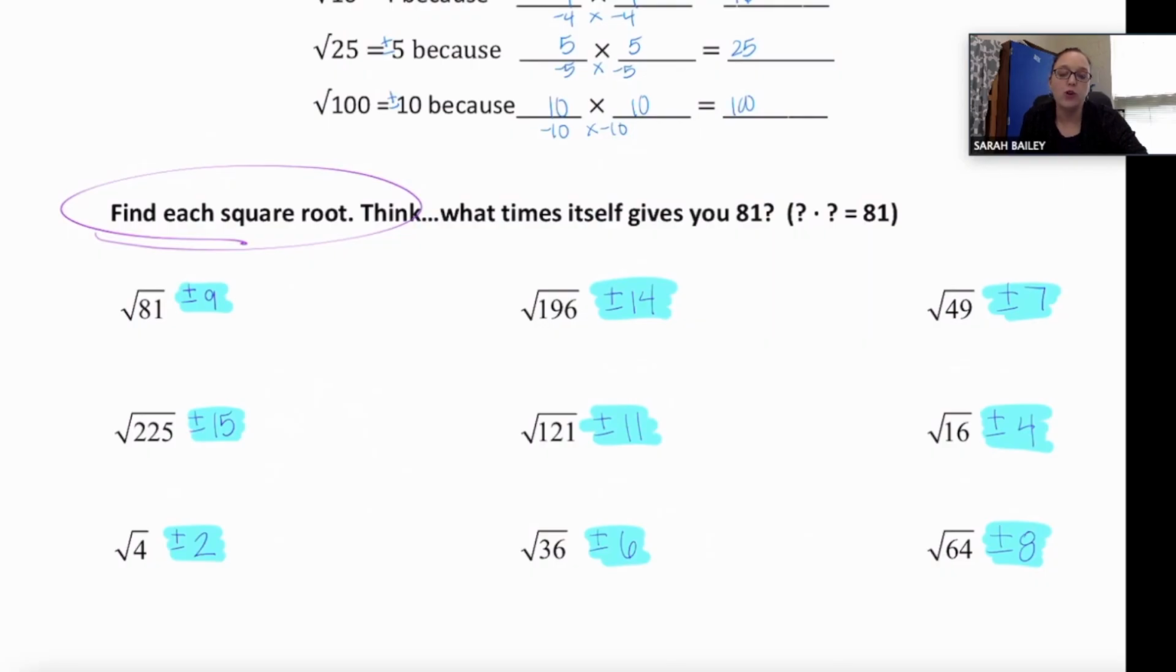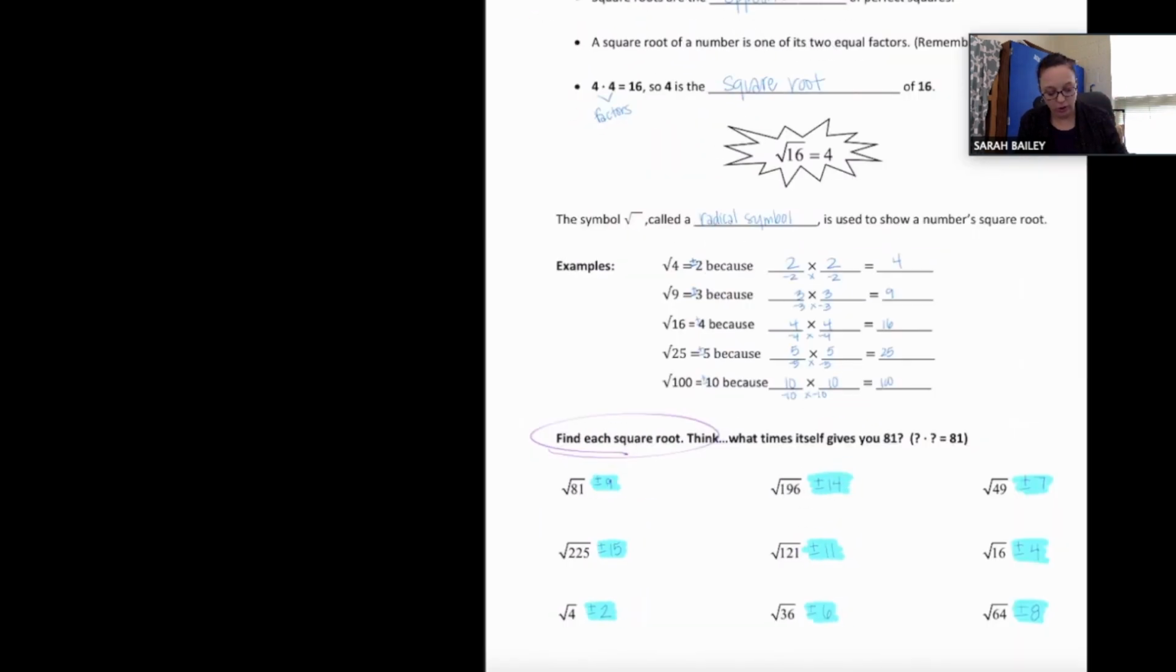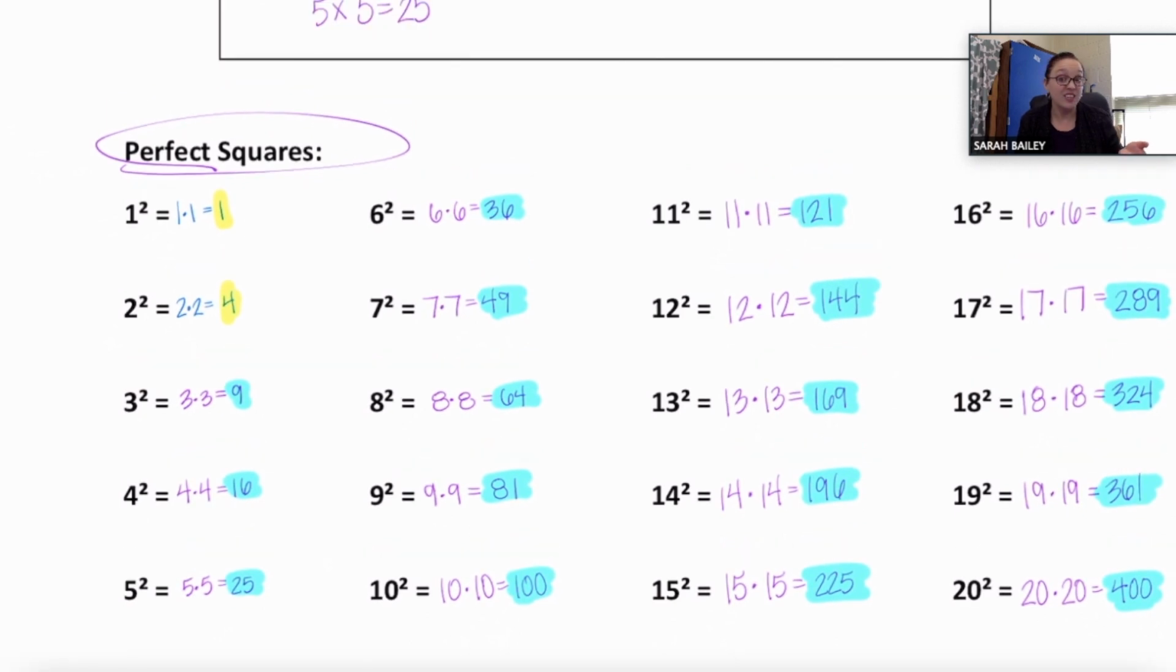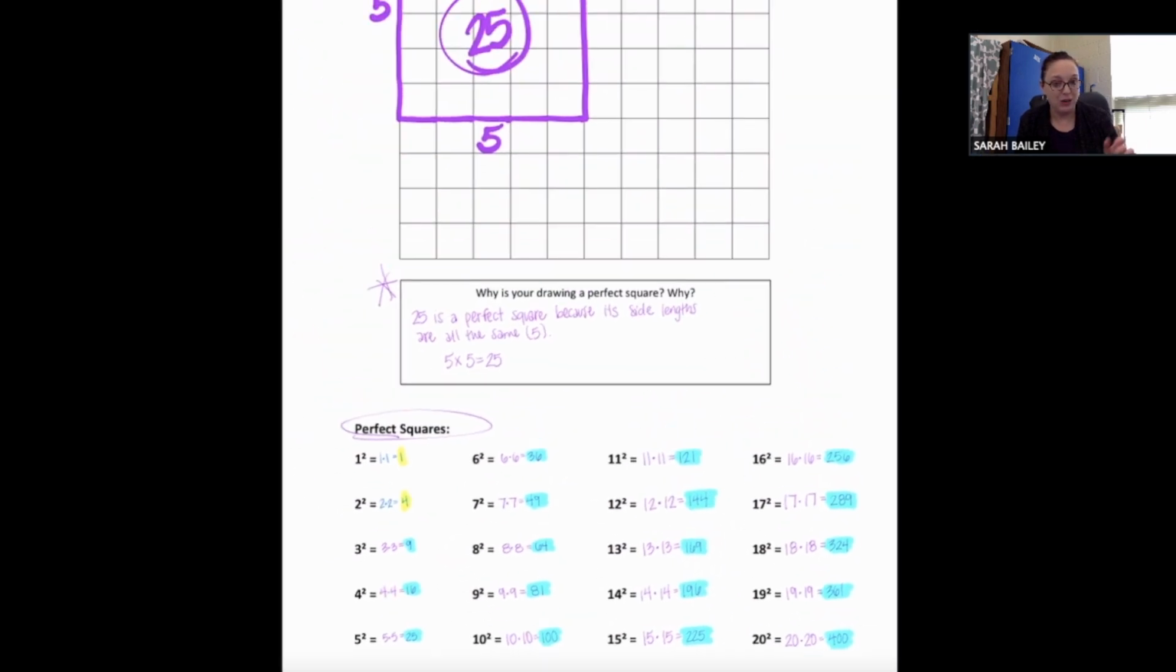Okay, so notice, everybody, that my answers, like I put plus minus 9. That's a shorthand way of saying positive 9 and negative 9. Instead of me writing the 9s twice, I can write it once with that plus minus, and it means positive and negative. So if you didn't notice, you could have looked back at this page where we listed the perfect squares to help you get those answers really quickly.